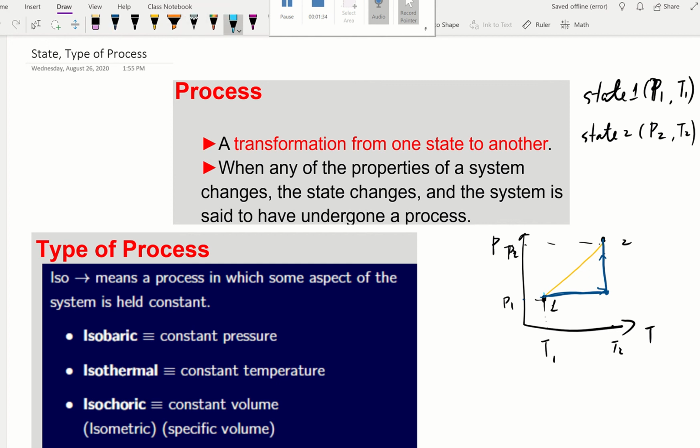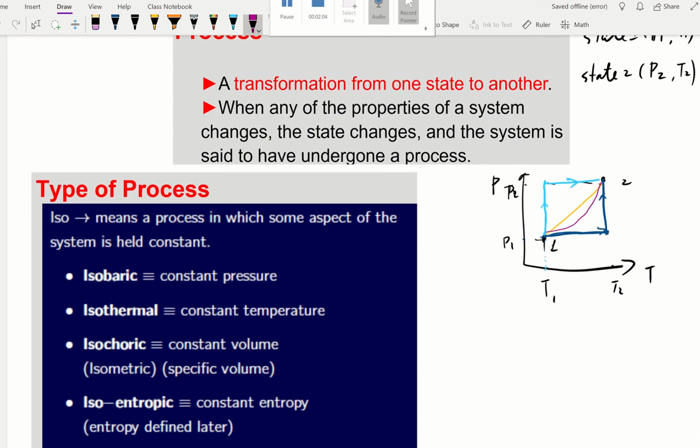Another way I could go this way. I could go constant temperature because it's at the same temperature here, and then go constant pressure back to 2. So we just demonstrated 3 already, and there are many other ways. For example, we could go this way, a parabola. So there are many different processes going from one to the other. In order to describe these processes, these are the common ones.